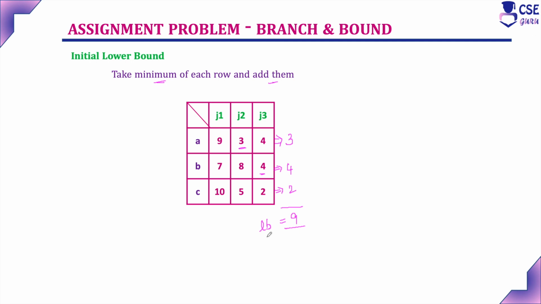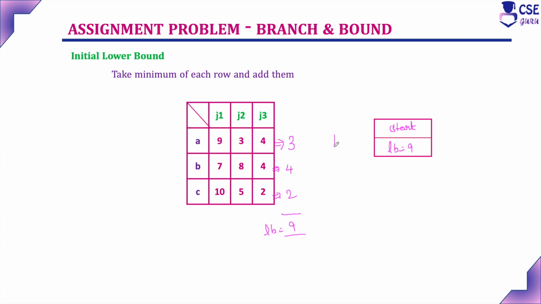And this will be considered as the initial stage in the state space tree, that is level 0. So this is the initial state space tree and its lower bound value here is 9. With this initial node, we will construct the next level of the state space tree by considering person A. That is, assign the first job to person A and compute the lower bound value. Then assign the second job to person A and compute the lower bound value. Then assign the third job to person A and compute the lower bound value.